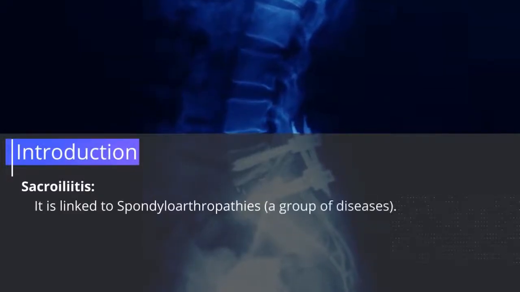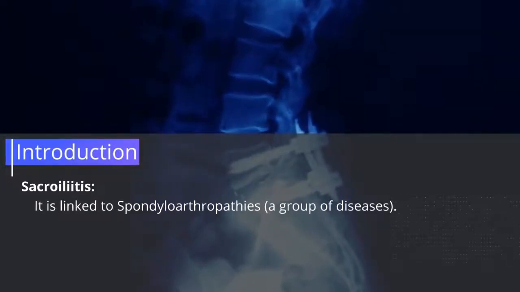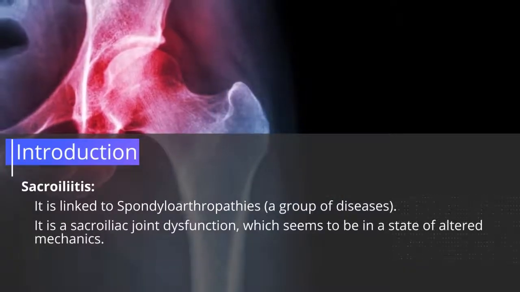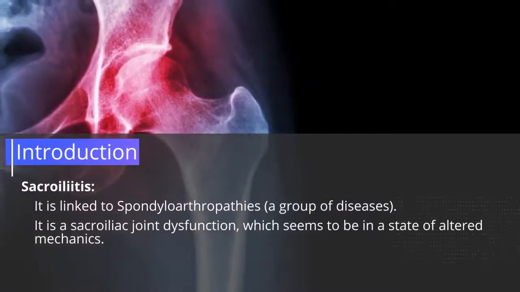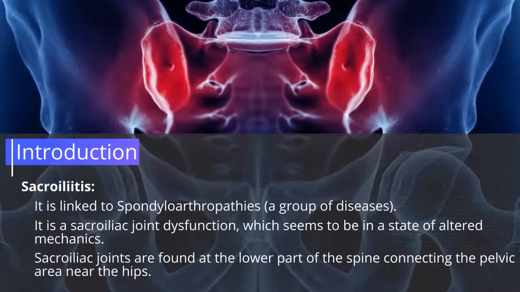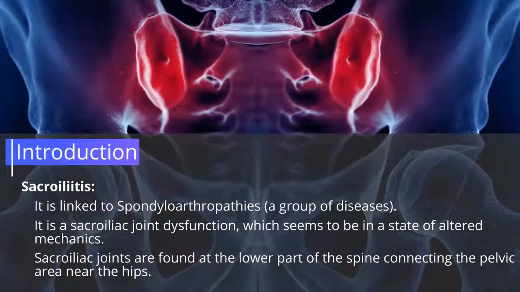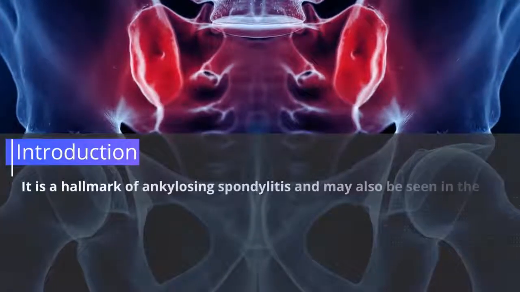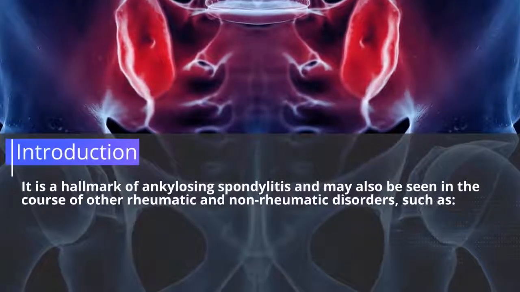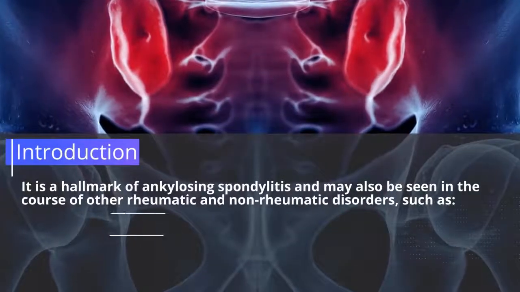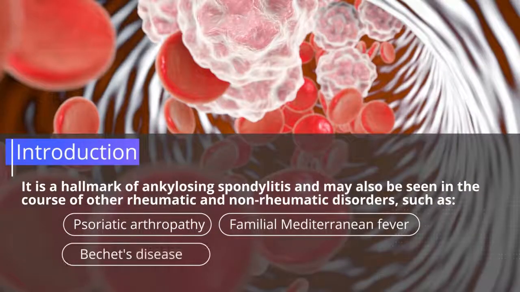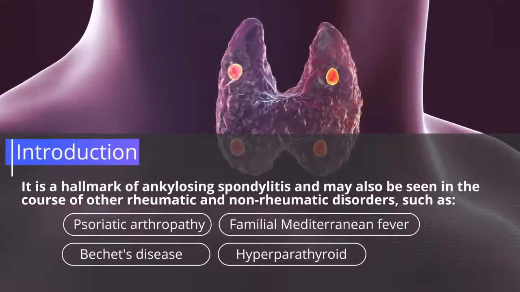Sacroiliitis is linked to spondyloarthropathies, a group of diseases, and it can be defined as a sacroiliac joint dysfunction, which seems to be in a state of altered mechanics. Sacroiliac joints are found at the lower part of the spine connecting the pelvic area near the hips. Sacroiliitis is a hallmark of ankylosing spondylitis and may also be seen in the course of other rheumatic and non-rheumatic disorders, such as psoriatic arthropathy, familial Mediterranean fever, Behçet's disease, hyperparathyroidism and others.